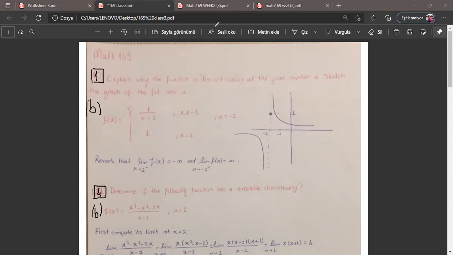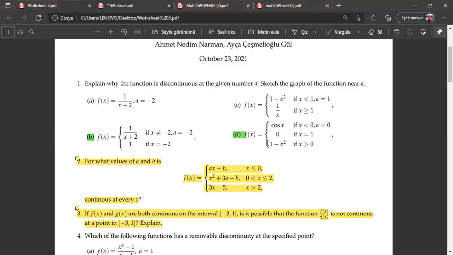Now, what about this one? So let's solve that too. Right, so we have this function. This is question 1 and part D. Right, so the function is given by this.